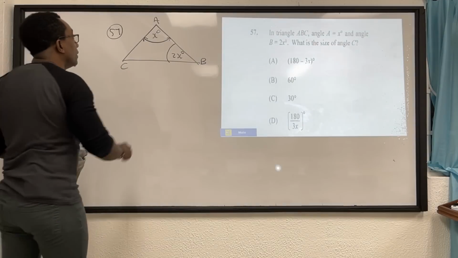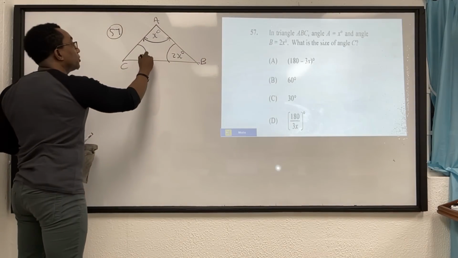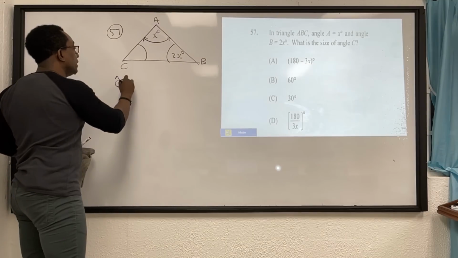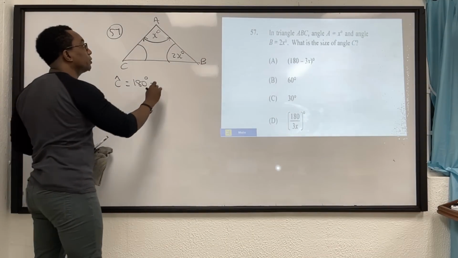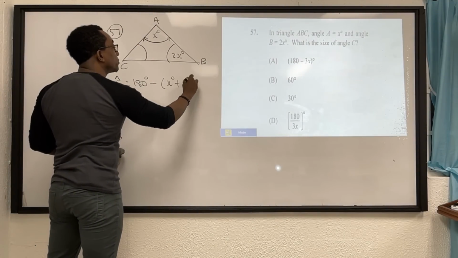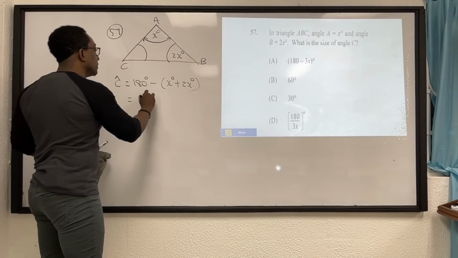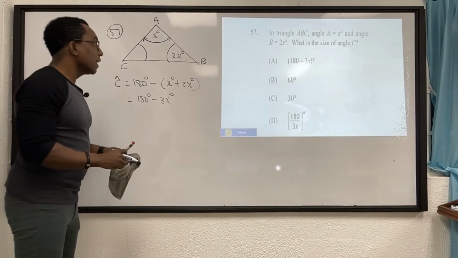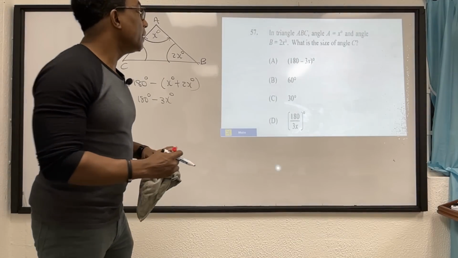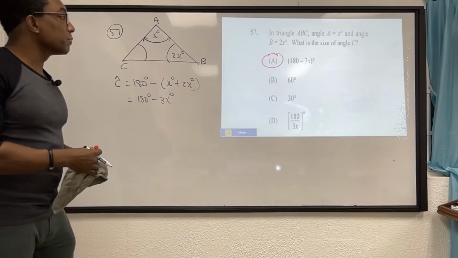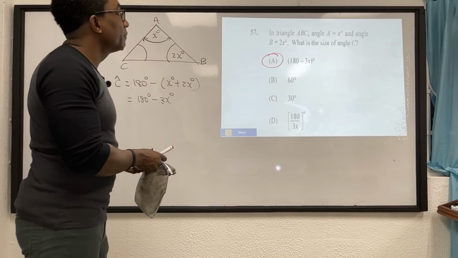Pretty simple. The sum of the three angles of a triangle is 180 degrees. So the angle at C will be 180 degrees minus x degrees plus 2x degrees, which is the same as 180 degrees minus 3x degrees. And the answer there will be A. So let's move on to question 58.